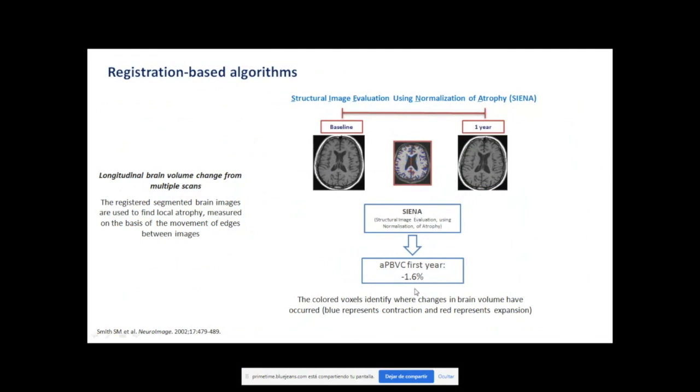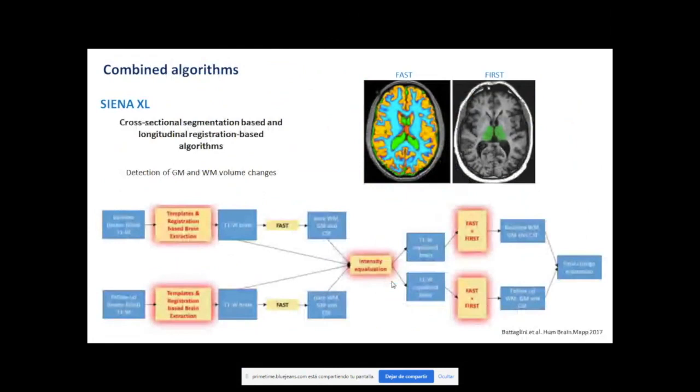And with that, we obtain at the end a measure in percentage of the changes of the global volume of the brain. We can analyze this depending on the interval between the two scans, and this is a common measure used in clinical trials to assess the neuroprotective effect of different drugs. More recently, some tools have been described in which they combine segmentation and registration-based algorithms.